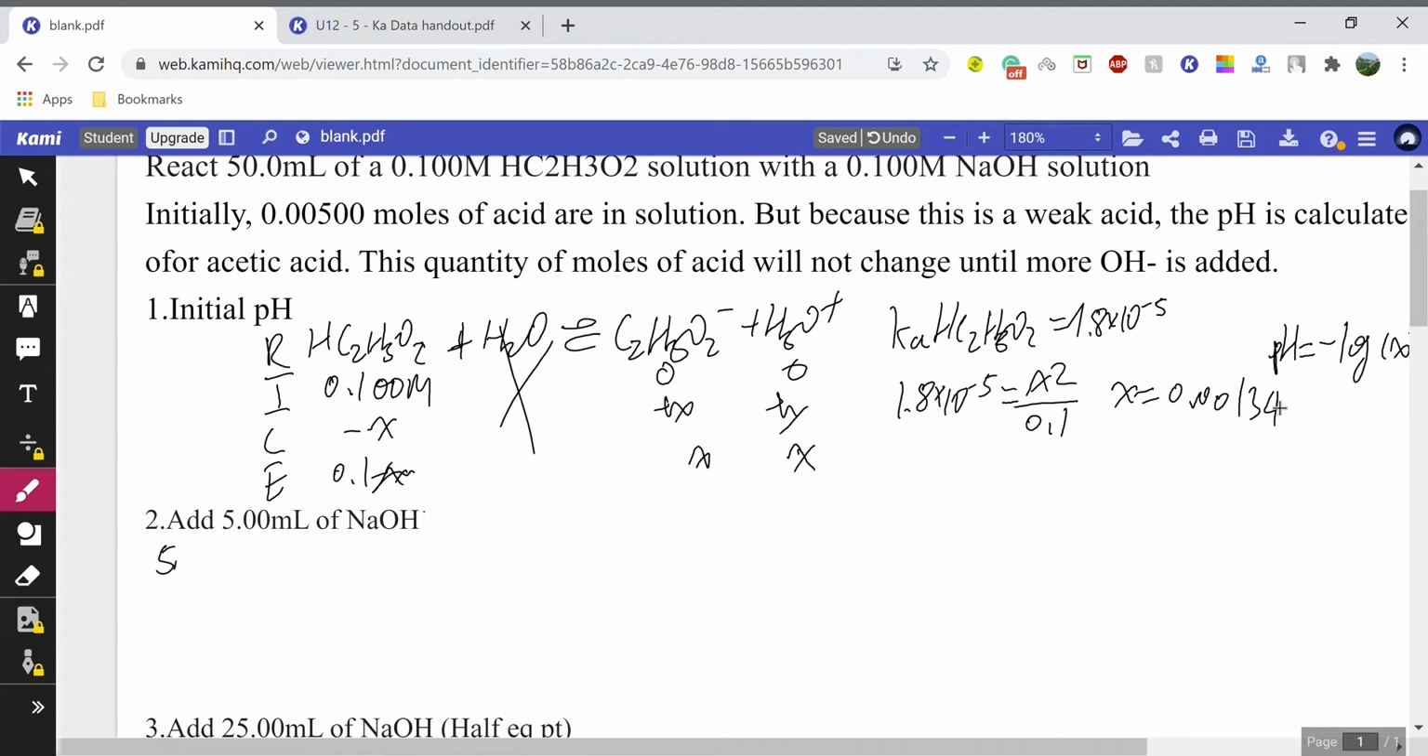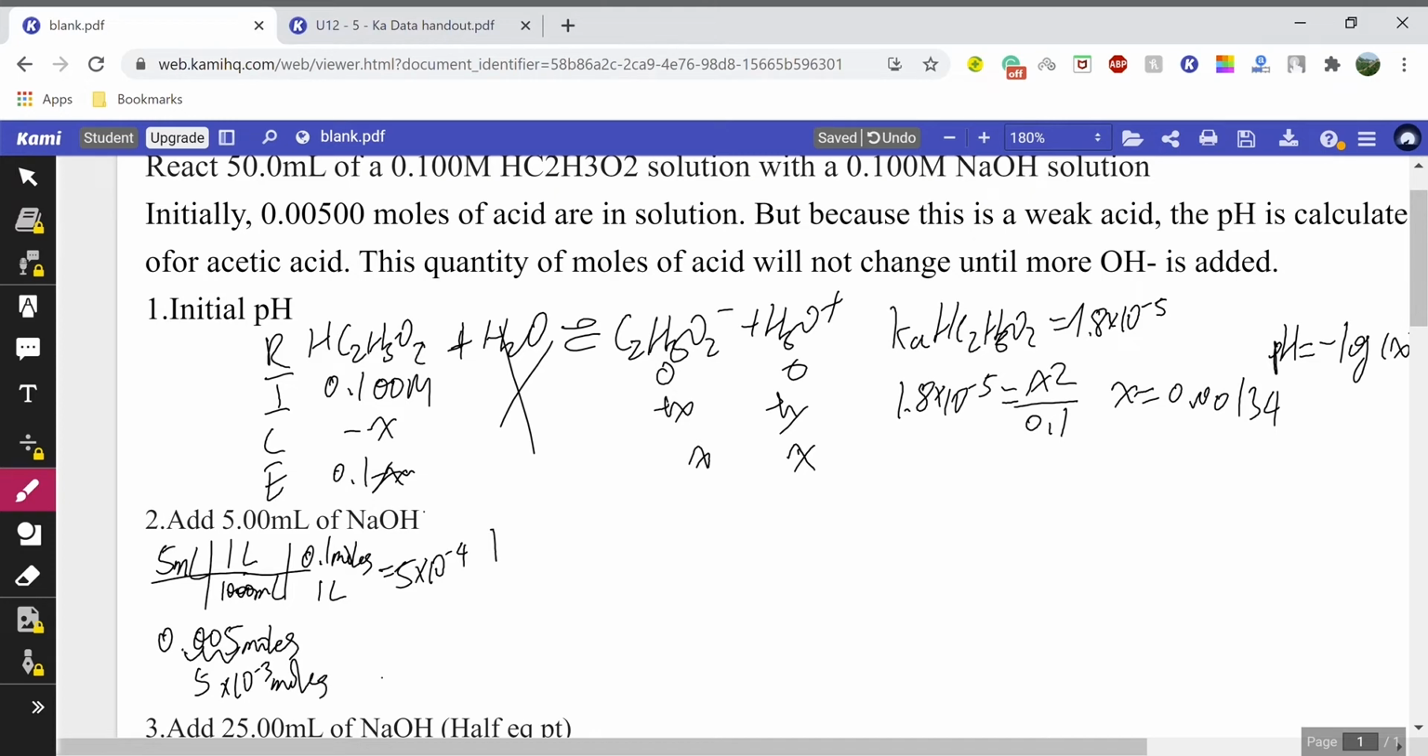So first, to calculate the moles for 5 milliliters of NaOH, we have 1 liter per 1,000 milliliters. And what's the molar concentration for NaOH? It's 0.1 molar, so 0.1 moles per 1 liter. So it's 5 times 0.1 divided by 1,000. You'll get 5 times 10 to the negative fourth. Now we need to calculate the moles for acetic acid, which we said we have 0.005, so we don't need to calculate anything for that. Let's write it in scientific notation: 5 times 10 to the negative 3 moles.